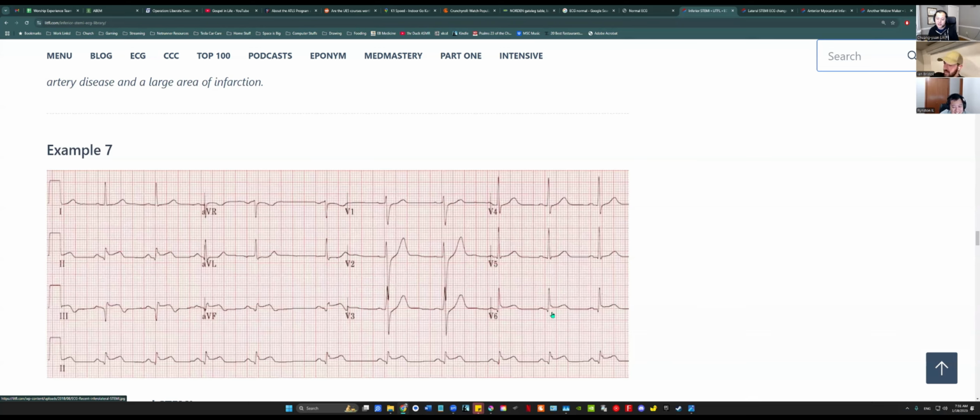In fact, you even see it a little bit in V6. Do you see the ST elevation there? Okay. Good, good. You guys are very big, but your eyes are starting to pick this out, right?